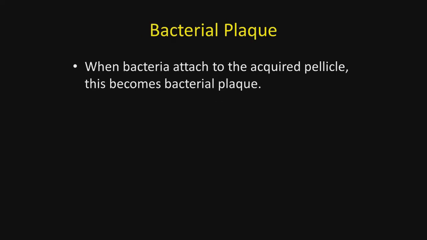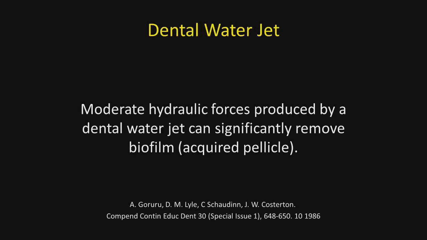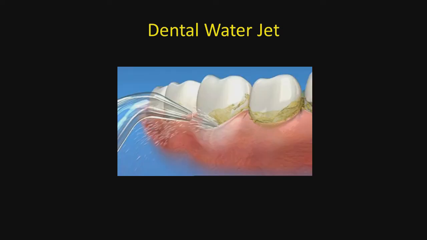How do we remove bacterial plaque? First of all, brushing and flossing, and also coming back into vogue is the use of dental water jets. And here's an article pointing out that moderate hydraulic forces produced by a dental water jet can significantly reduce the biofilm, the acquired pellicle, and if you reduce that, the bacteria are reduced as well. For many years, we poo-pooed the idea, but the idea of using water jets is becoming back, and the most popular one is the water pick, which costs about $60.